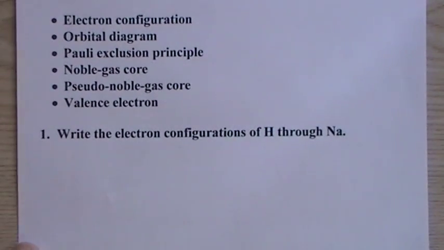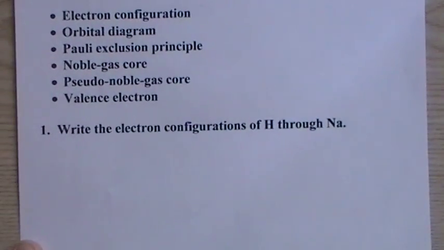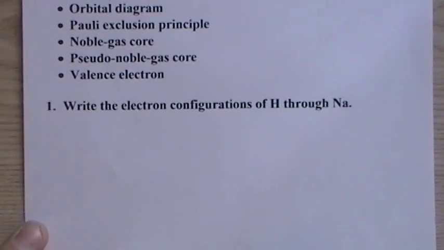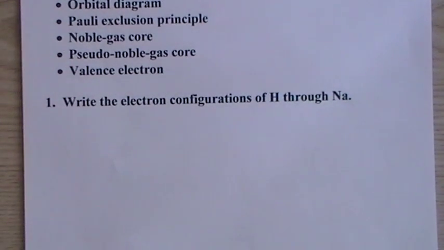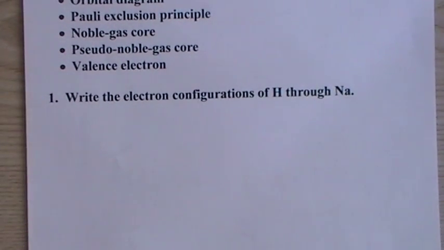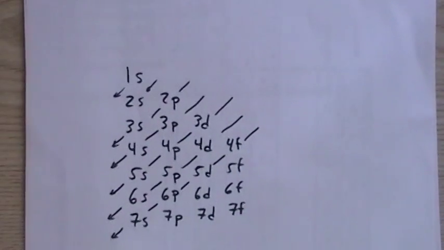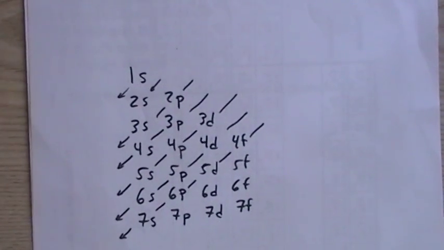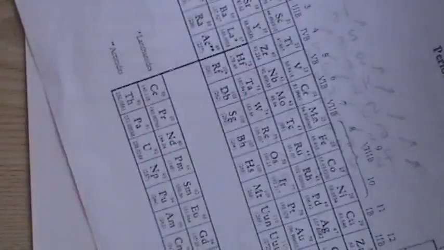Okay, write the electron configurations of hydrogen through sodium. As I said before, I'm going to assume that you've looked at the book and have some idea of what I'm talking about, rather than doing the full-out theory. That's what I do in lecture. But we have a mnemonic that we can use, and this is in your book. And then we're also going to do it by the periodic table, which I have on the back here.